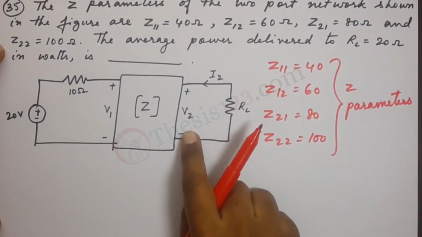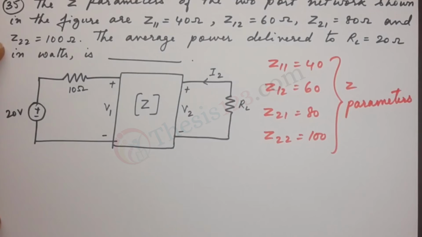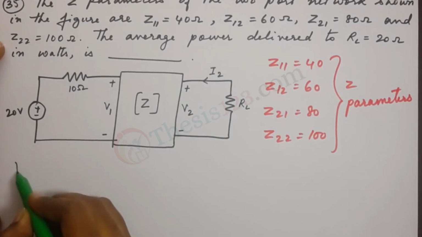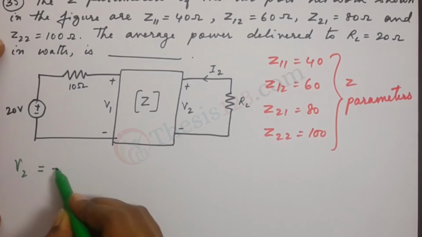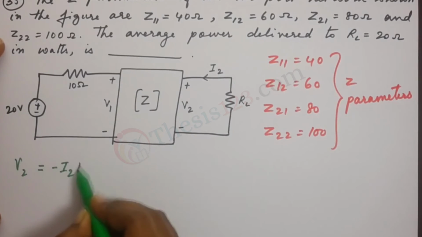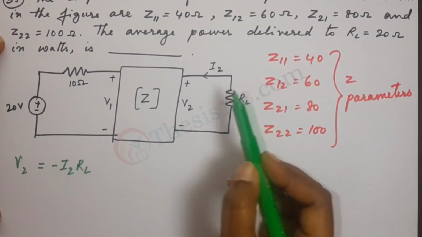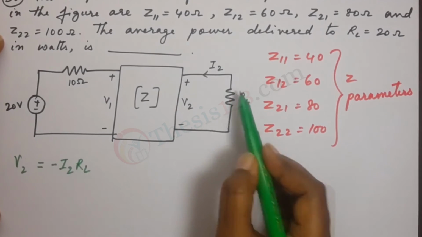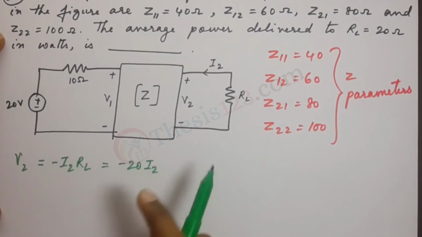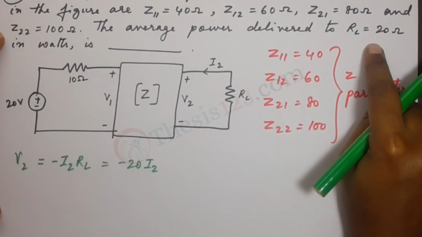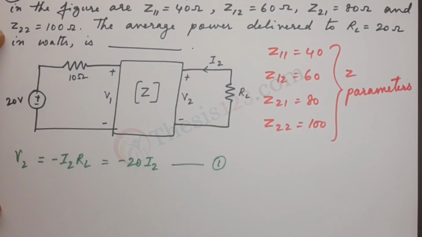So let's look at V2 first. Now V2 is equal to, let me just write that, V2 from the figure equals minus I2 RL. Look at the direction of the current. That's important. Okay, so here we have minus I2 into RL, which is minus 20 I2. That's because the value given for RL is 20. So minus 20 I2. Let's call this equation 1.